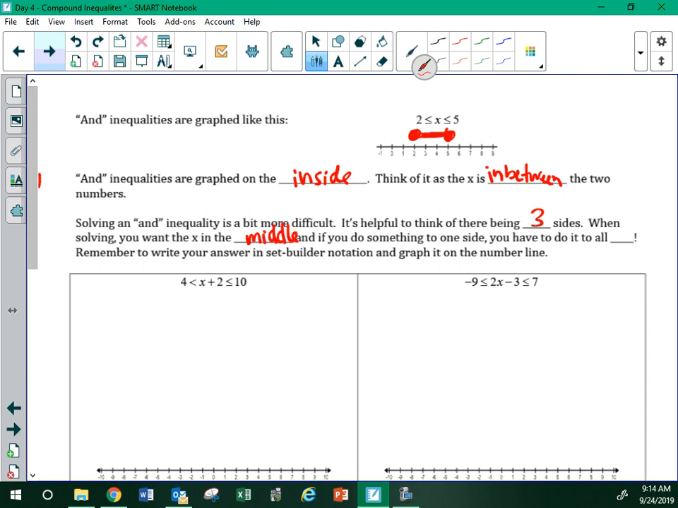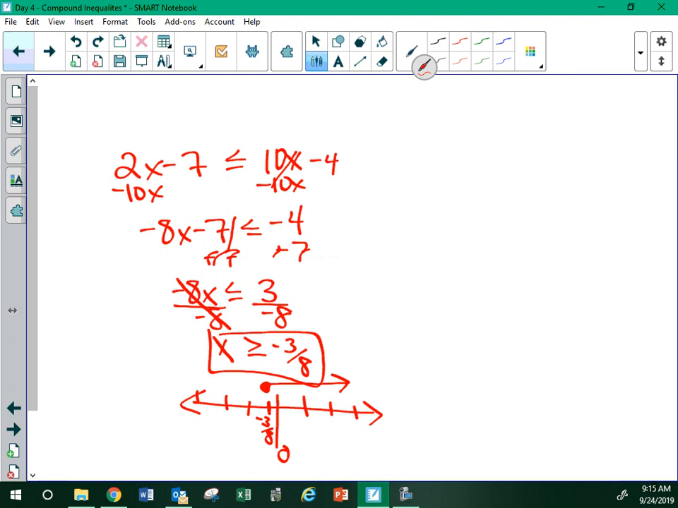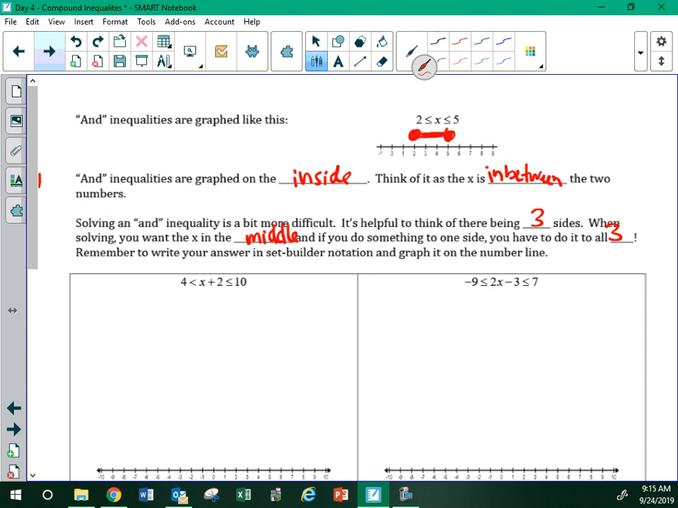Should we write this down? We want x in the middle. And so if we do something to one side, we have to do it to all 3 sides. Before, when we were solving, there were only 2 sides of our inequality, so when we do something to the left, we have to do it to the right. But now we have 3 sides. So when we do it to the left, we do it to the right, and to the left. And then again, we're writing our answer in set builder notation.